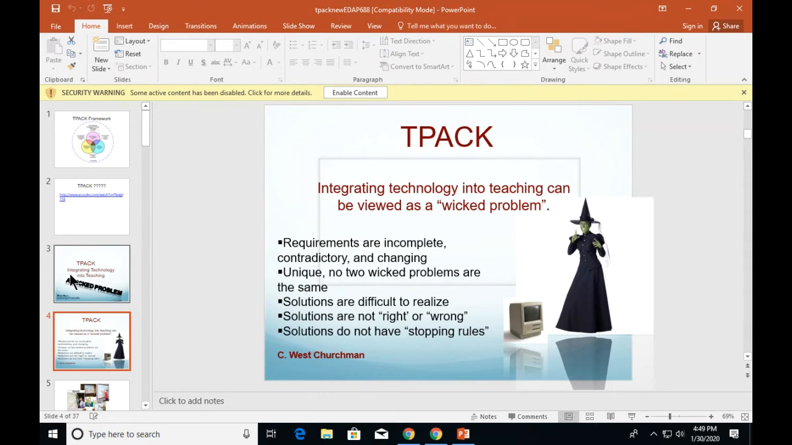No two wicked problems are the same. Solutions are difficult to realize. Solutions are not right or wrong. Solutions do not have stopping rules. There you are, the wicked problem of technologies. Solutions are difficult to realize because once we get something established in use, then something else will come along to replace it. We never have the right answer or the wrong answer.